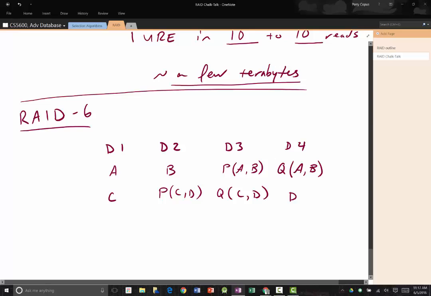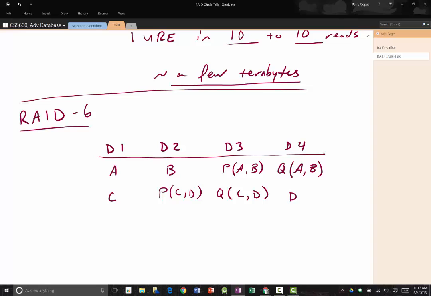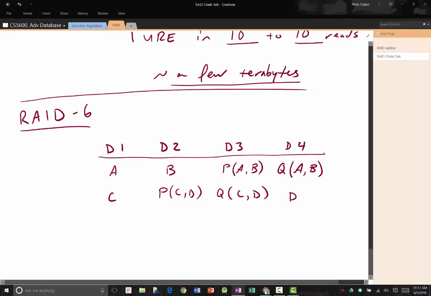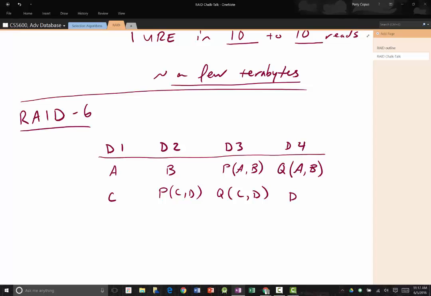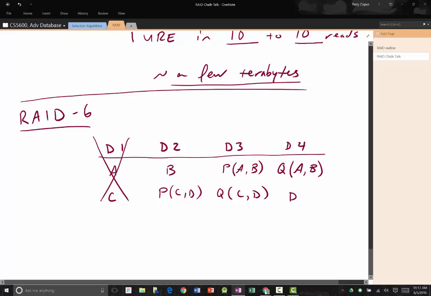Okay, so I don't want to get into how these parity calculations work in RAID 6. It's a little more complicated than just the simple exclusive OR thing, and I was reading up on this a little bit, and it gets into finite fields and other discrete math topics. So it's really beyond the scope of what we're interested in here. But suffice it to say that what RAID 6 adds is the ability to recover the data with up to 2 drive failures.